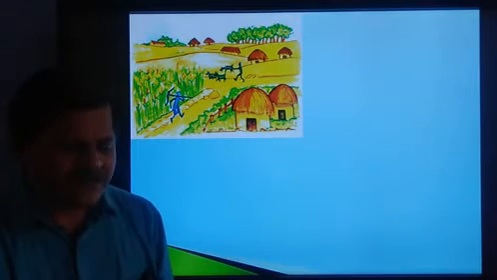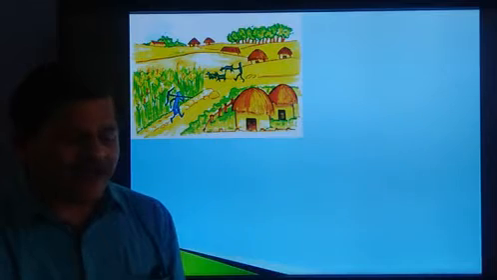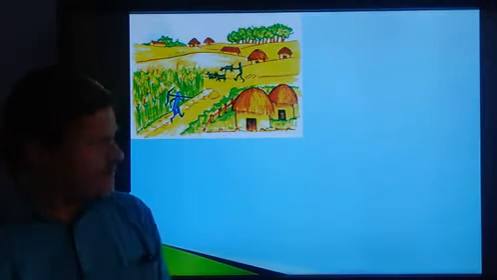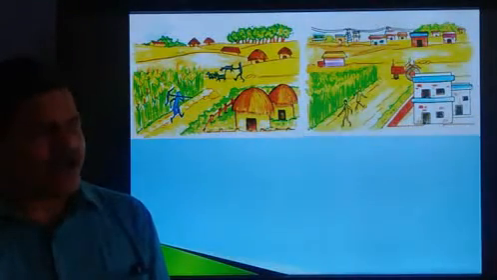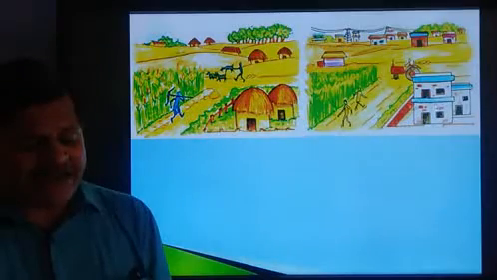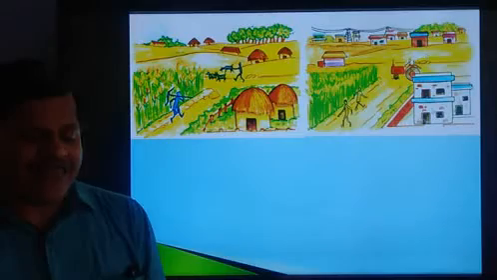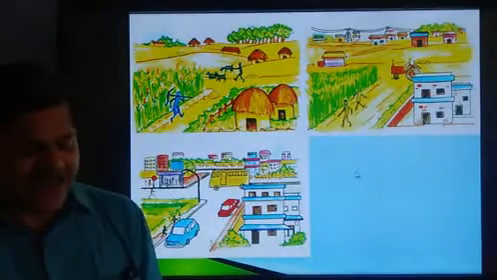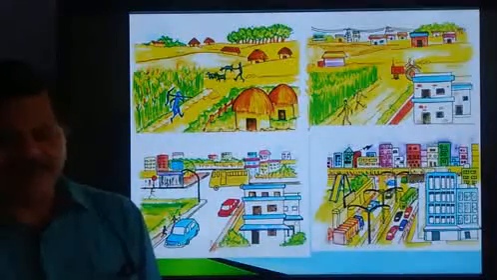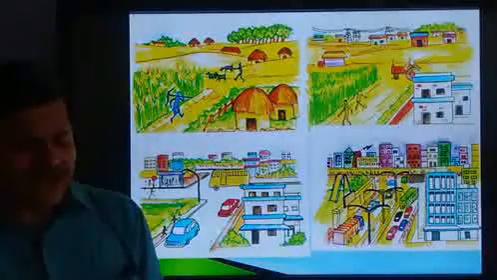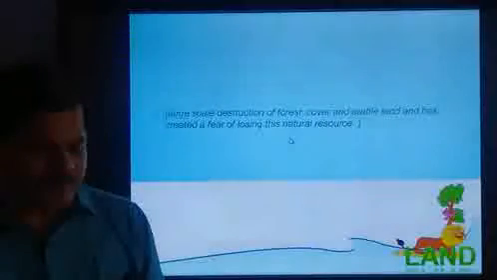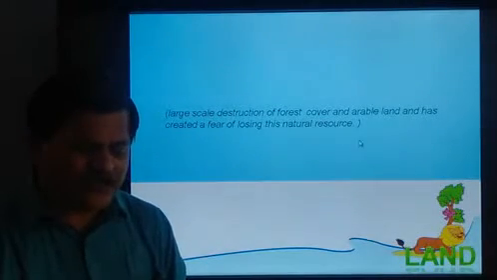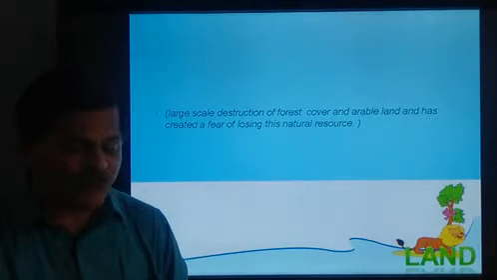Now let's see about 200 years ago. These are the land uses. There is agriculture farm, and so much community land was available here. But after some years, after 50 years, some encroachment appeared there, and community land is now occupied by some people. The encroachment here is increasing, and if we compare this, now here we get a mega city. Means all community land is now converted into a big mega city. The large scale destruction of forest cover and arable land has created a fear of losing these natural resources. That is a danger for us.